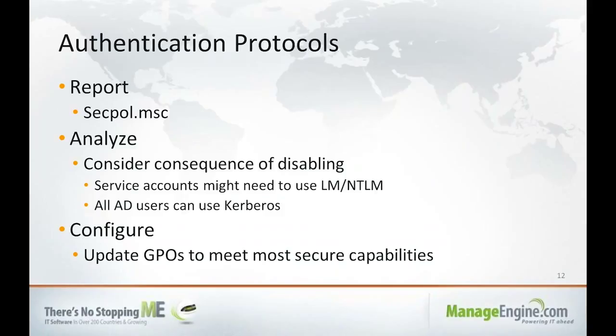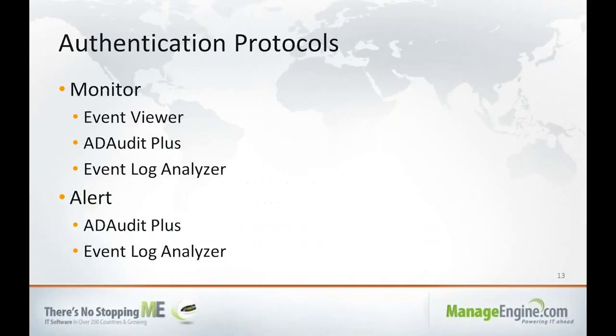Once we have it configured properly, what do we need to do? Well, we just need to monitor and alert if someone tries to use LAN Manager, which will be a denial, because it's going to deny that LAN Manager be used. You could use the Microsoft tool, which again is not very good, or you could use tools like AD Audit Plus or Event Log Analyzer that allow you to run alerts notifying you if LAN Manager was actually attempted to be used. This is the power of true security hardening, next generation security hardening.